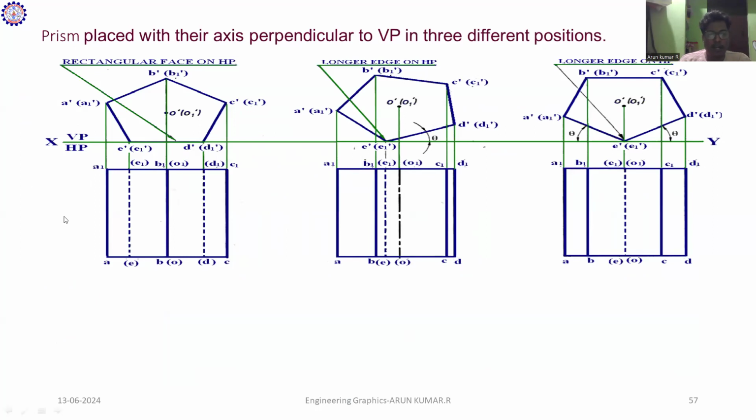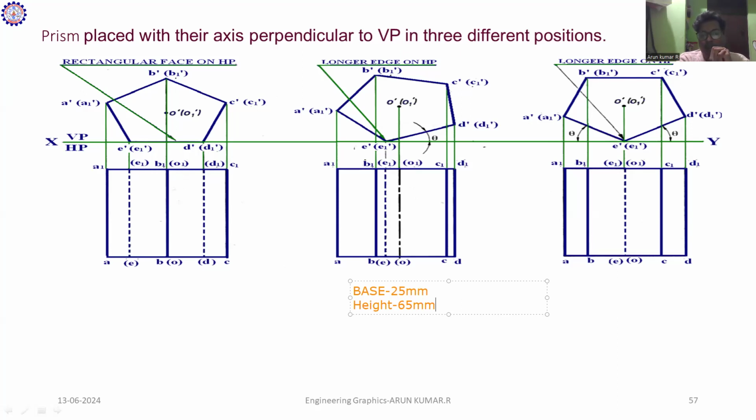Base length, I have to take 25 mm, and the height I have to take 65 mm. Then I have to take another condition, axis perpendicular to VP. So these are the conditions I have to take for this problem.